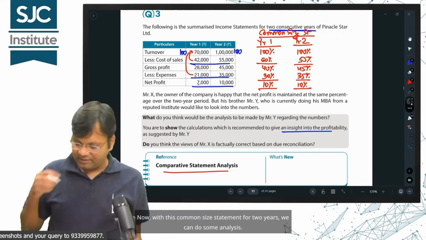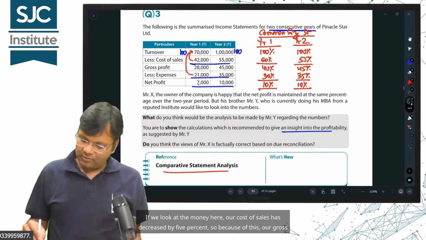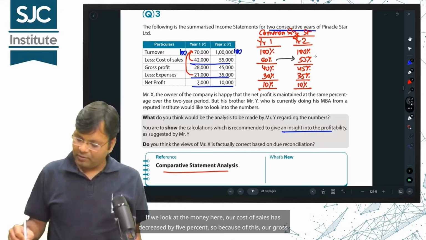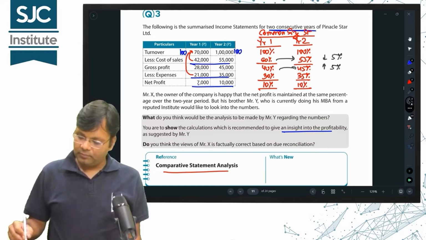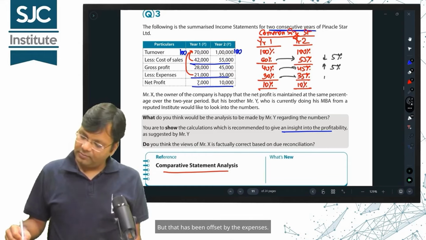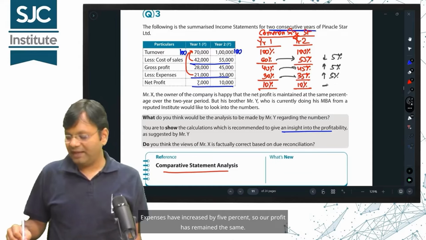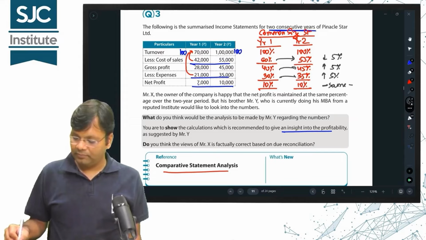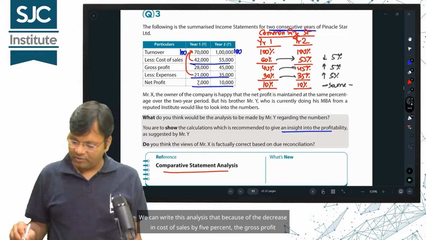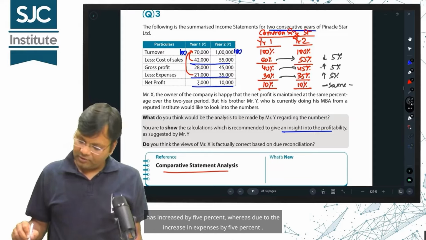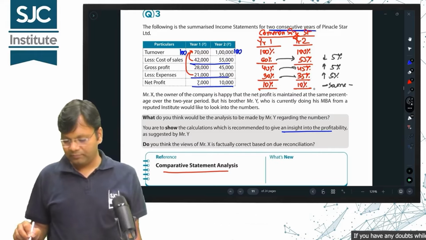Now, with this common size statement for 2 years, we can do some analysis. If we look at the money here, our cost of sales has decreased by 5%. So because of this, our gross profit has increased by 5%. But that has been offset by the expenses. Expenses have increased by 5%, so our profit has remained the same. We can write this analysis that because of the decrease in cost of sales by 5%, the gross profit has increased by 5%, whereas due to the increase in expenses by 5%, the net profit has remained the same.